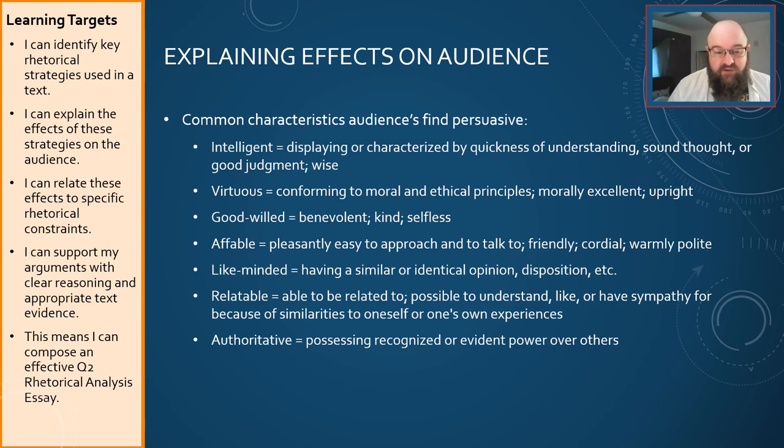You want to be careful here, though. While generally audiences find these characteristics persuasive in a writer, they are dependent on situation. For instance, authoritative is a characteristic that some audiences would find pleasing and agreeable, and it would actually help the writer accomplish their purpose. However, in other instances, appearing authoritative might actually hurt the writer's purpose. Again, it all depends on the situation.